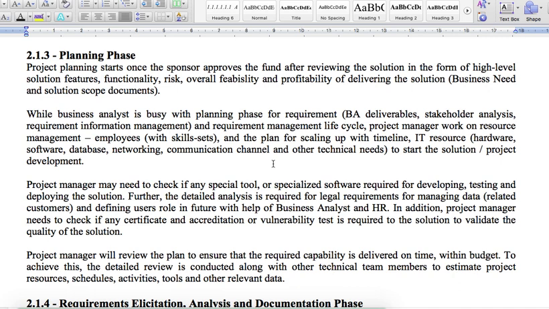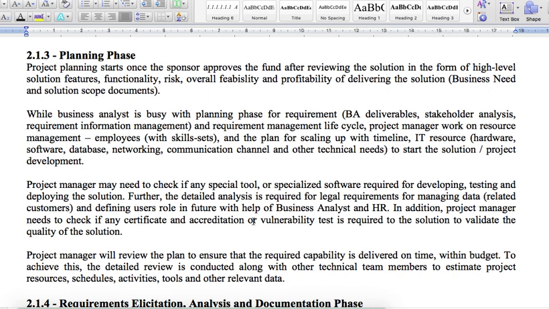One is that while the business analyst is busy with the planning phase for requirements, the project manager will be busy with the overall project planning. Okay, and in terms of the business analyst, this is part of the PMP.